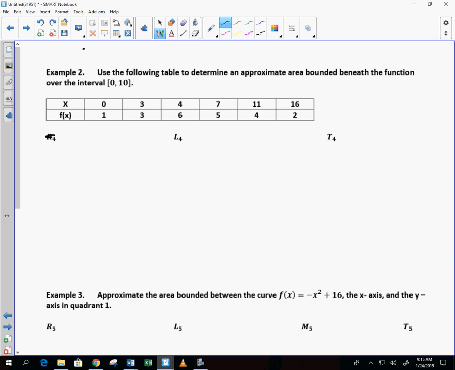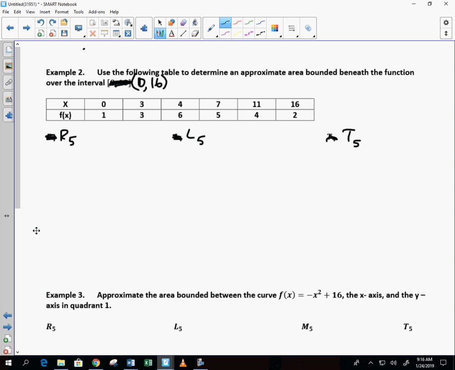So I changed this problem. This is a new problem for me this year, and I forgot to change these parts. We're going to go R sub 5, L sub 5, T sub 5, and we're going to go 0 to 16. So I want to find the area from 0 to 16, and I want to do 5 rectangles.